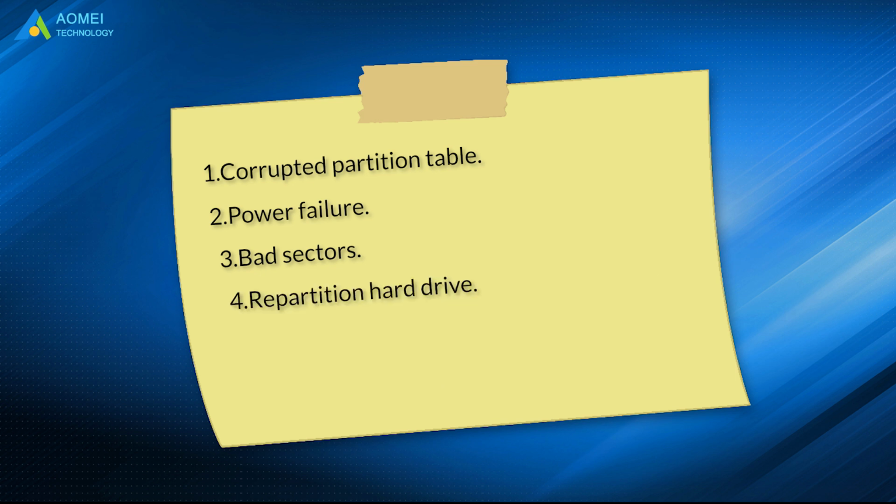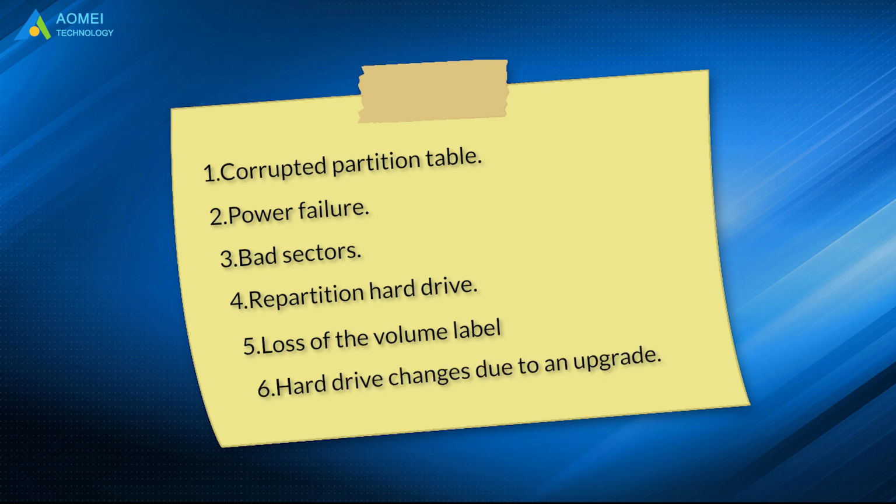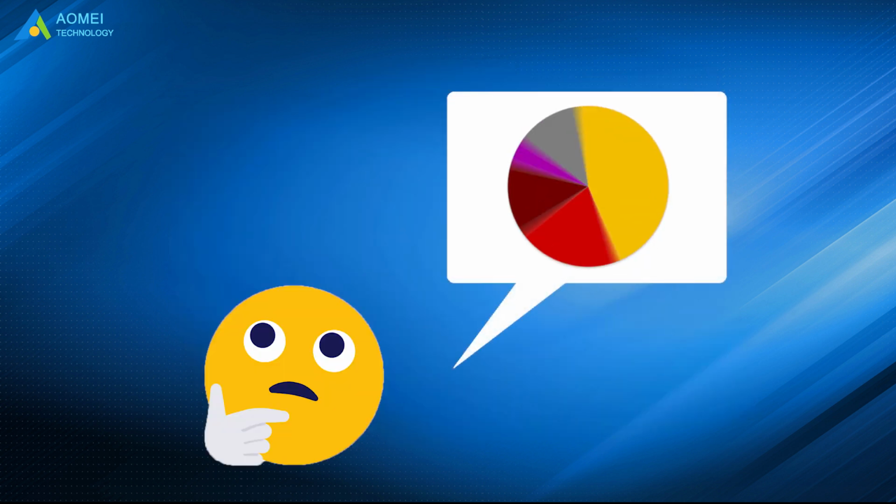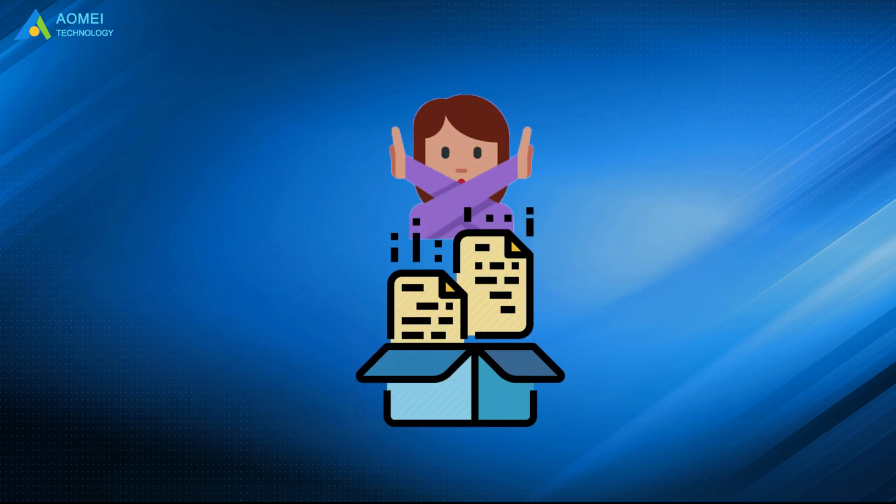Number 4. Repartition hard drive. If you repartition the hard drive, all the existing partitions will be deleted. Number 5. Loss of volume label, drive letter, or partition name. Number 6. Hard drive changes due to an upgrade. Now you may have a clue why your partition is gone, but please pay attention to the following things to avoid further data loss before recovery.